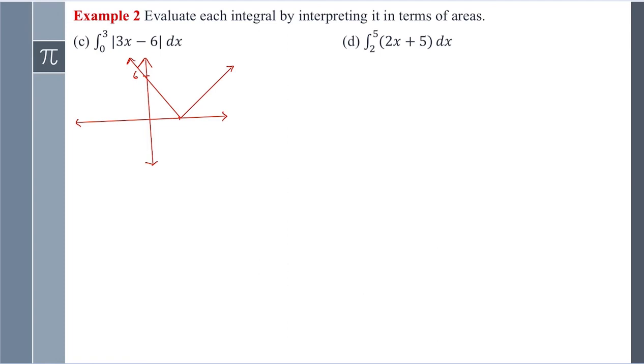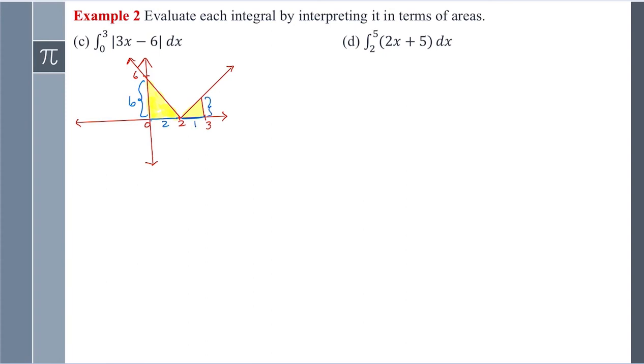Now we are going from 0. This is 2, but we are going to 3. So we are looking at this area. The area that we are looking at here is the area of this triangle and the area of this triangle right here. So let's look at the first triangle. The base of the first triangle is 2 because it's from 0 to 2. The height is 6. Now for the second triangle, the base is 1.